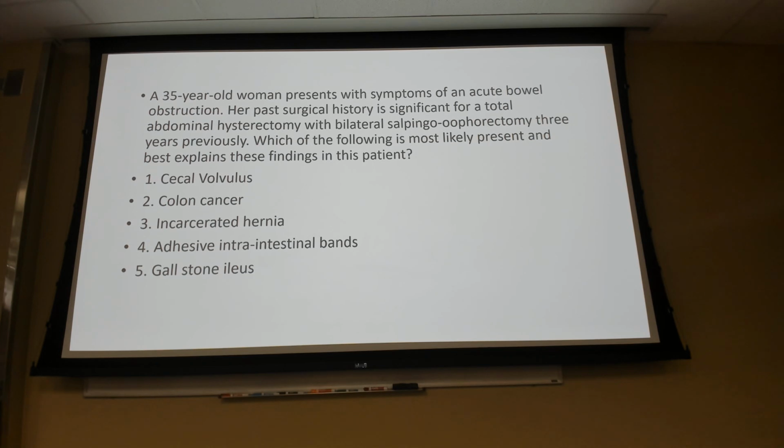All right, so you've got a 35-year-old, acute bowel obstruction, has a history of abdominal surgery, so it's always important in the history. And I'm not going to insult your intelligence. Hopefully you remember the most common cause of small bowel obstruction there.